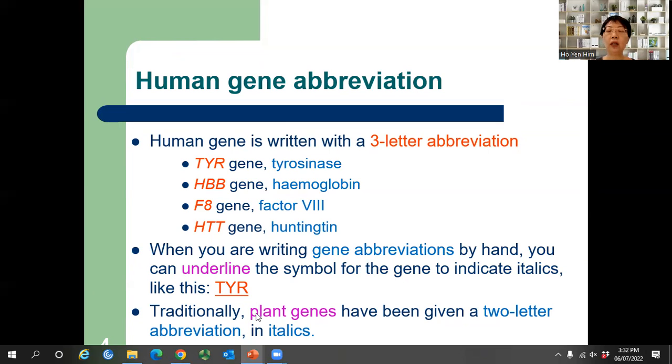Now, for plant genes, you can see just now the plant genes, right? Usually, traditionally, plant genes have been given 2-letter abbreviation, like just now the LE. But it's also in italic. So when you write, you also need to underline them.